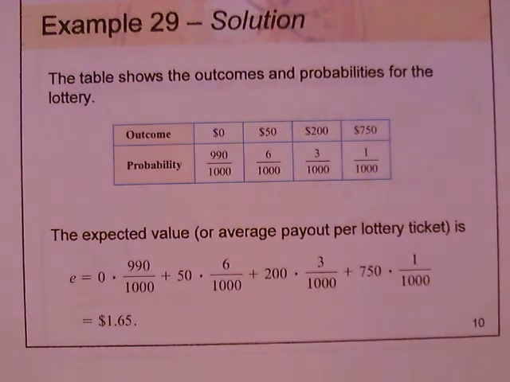So the expected value, or the average payout per lottery ticket, is going to be this. E is equal to 0 times 990 over 1,000 plus 50 times 6 over 1,000 plus 200 times 3 over 1,000 plus 750 times 1 over 1,000. Compute that, you'll get $1.65. That would be the expected value or the average payout per lottery ticket.